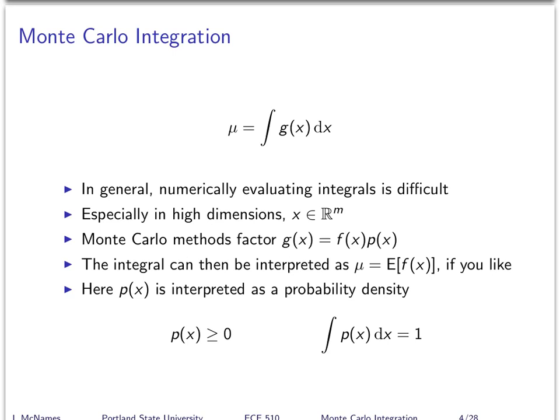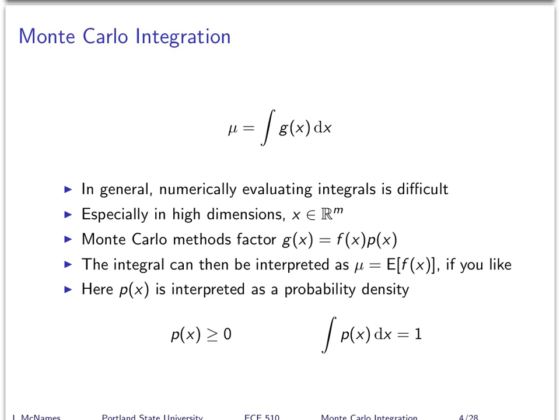So if we're going to use a Monte Carlo technique to estimate mu, then the first thing that we're going to do is factor g of x into a product of two different functions. One I'm denoting as f of x, one I'm denoting as p of x.